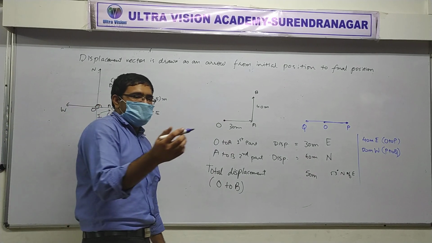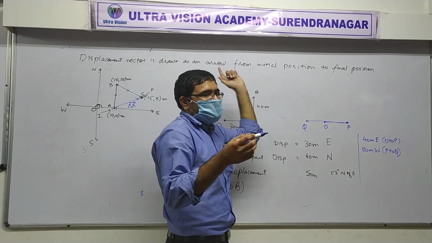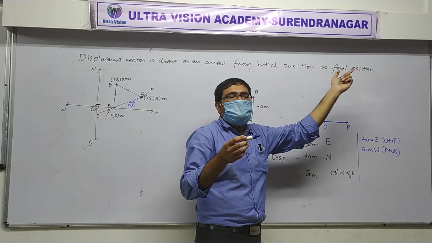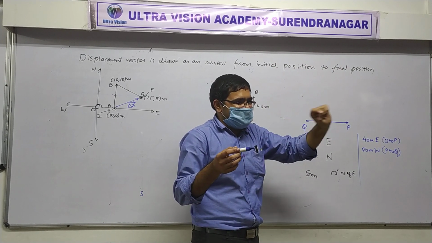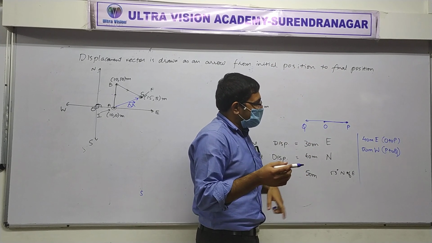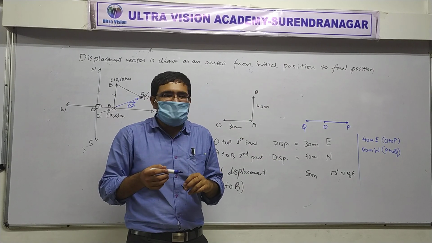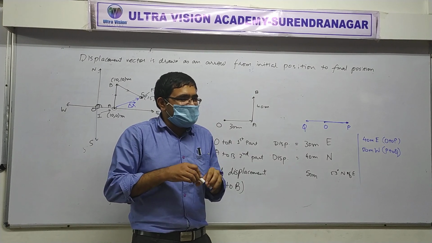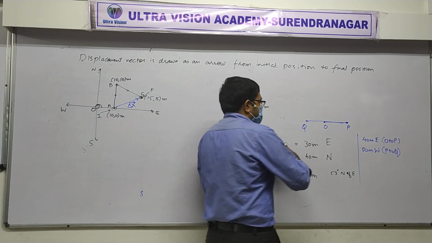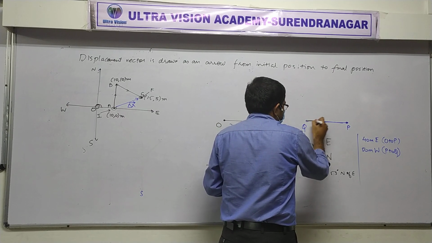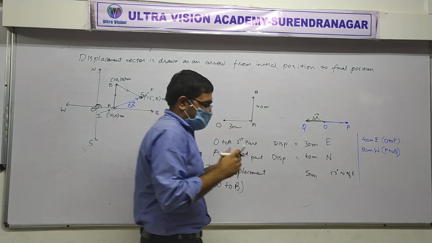How do you find the displacement? Read the sentence at the top. From initial position to final position, you draw an arrow. Okay. In this diagram, which is initial position? O. Which is final position? Q. Clear or not clear? O is initial, Q is final. So draw it, O to Q. This one is the displacement vector. Correct or not? Okay.